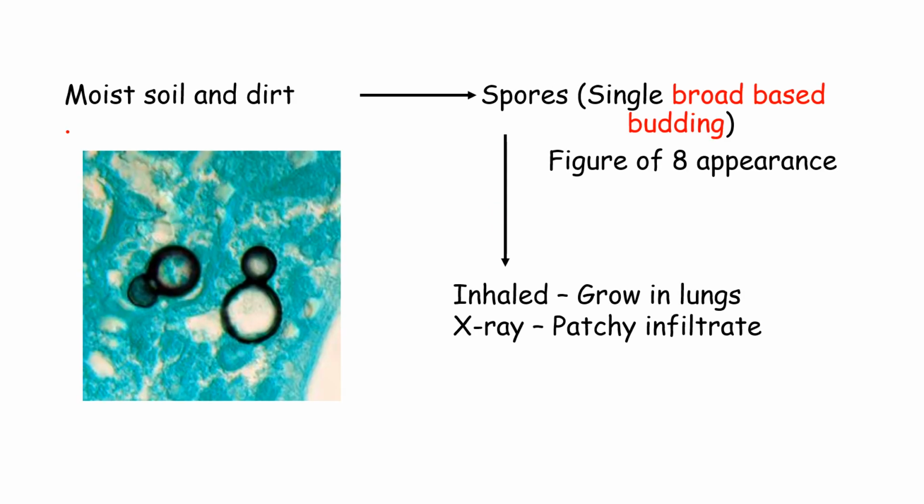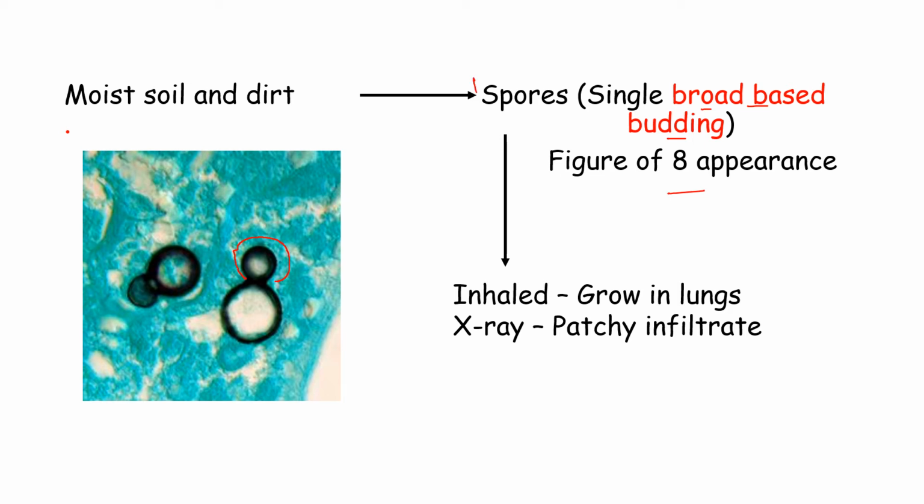It is found in moist soil and dirty areas, such as around a river like the Ohio River. And in that moist soil, it produces spores. And the characteristic of these spores is that they show broad-based budding. Like see here, this is the broad-based budding which is seen in blastomycosis. And this characteristic budding gives a figure of 8 appearance.